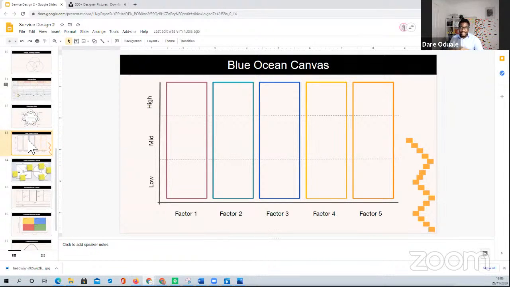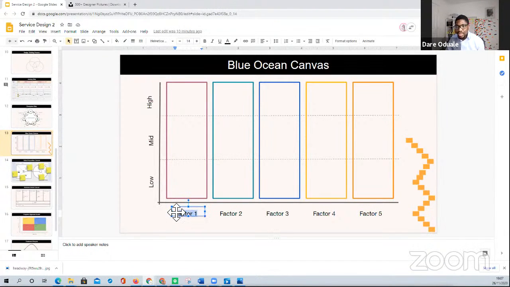So now I created this, we have this blue ocean canvas. So what we're trying to do here is that, now that you've come up with some ideas about what you want to do, you want to measure what is the level of competitiveness of this service, this new initiative you're trying to roll out on your service. So for instance, you say you want to do push notification. That's one thing that you can capture.